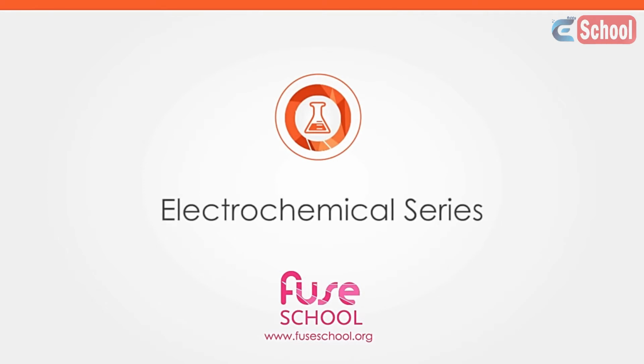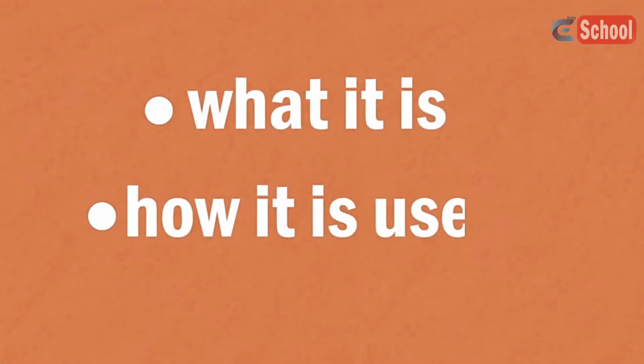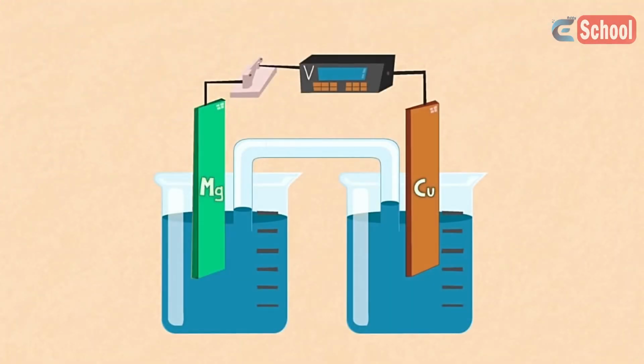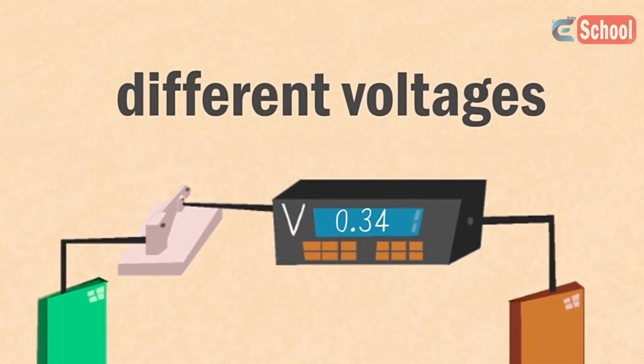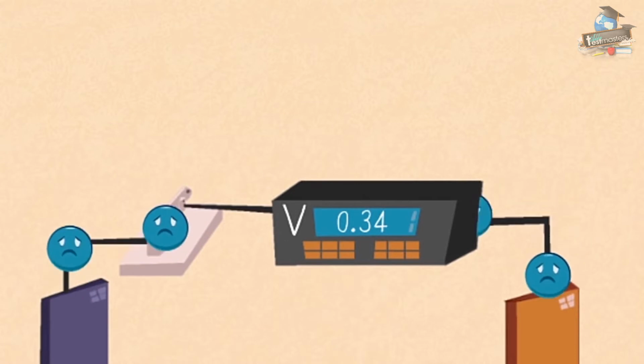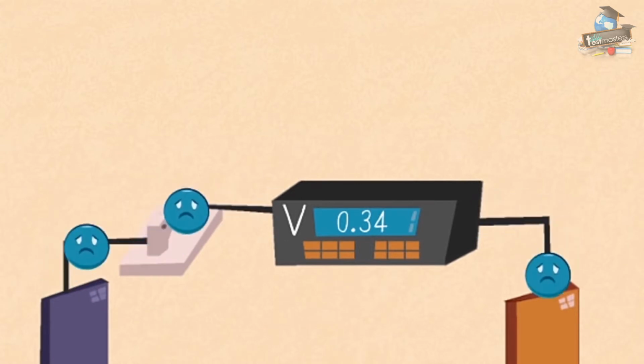In this video we're going to learn about the electrochemical series, what it is and how it is used. In the video Measures of Electricity we found out that different combinations of metals produce different voltages, and this depends on how strongly the metal could force its electrons to move across a cell.